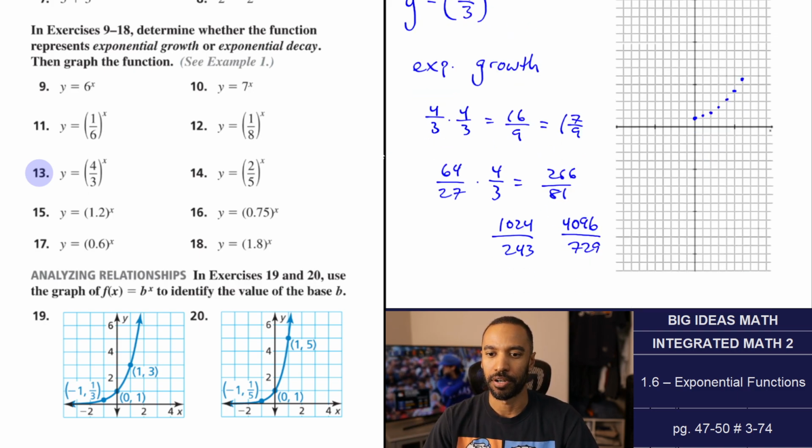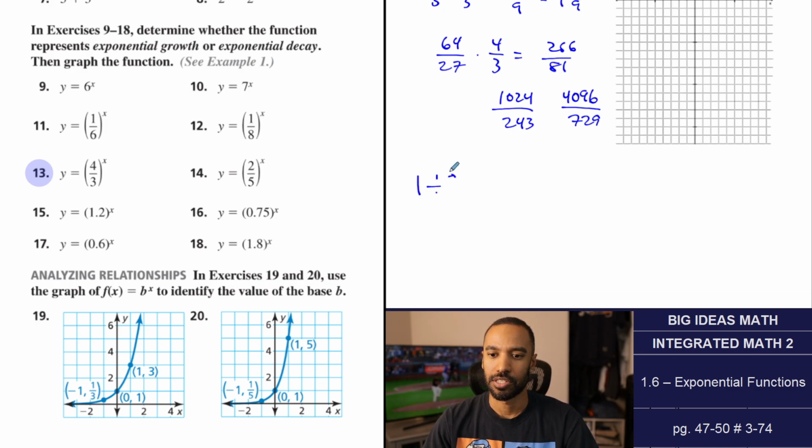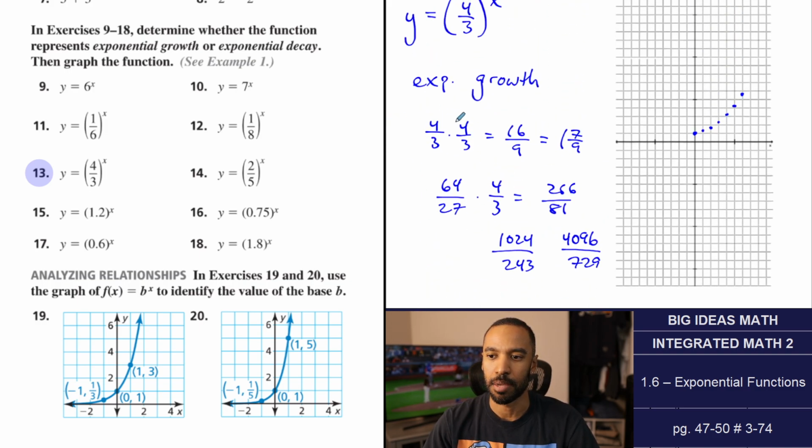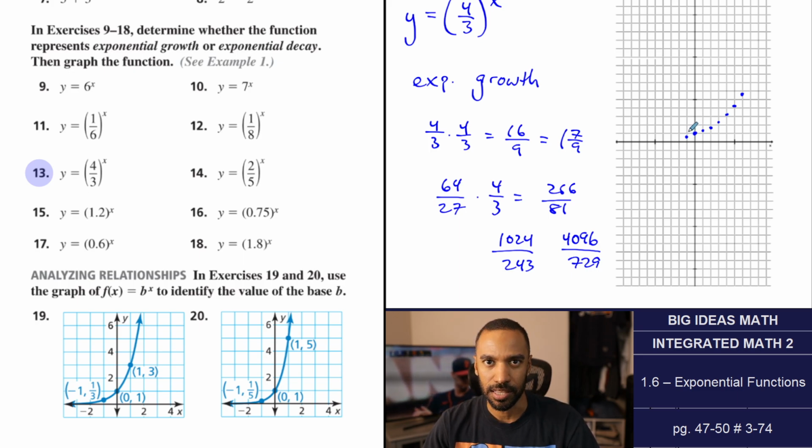Dividing by 4/3 is the same thing as multiplying by 3/4. So you're taking 3/4 each time you go to the left. So 3/4 of 1 is 3/4. 3/4 of that is 9/16. That's a little more than a half. And you can see it slowly converge this way.